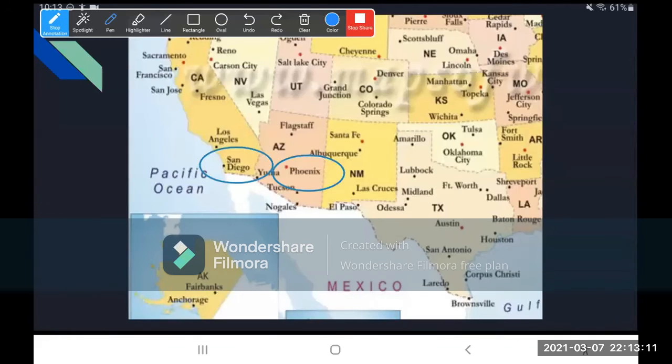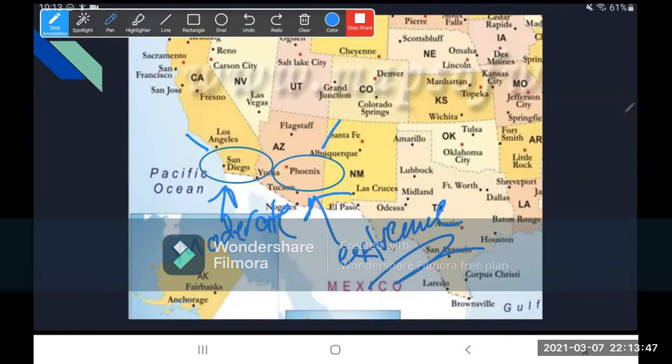So here we got two cities in the United States. We got Phoenix, Arizona, which is inland, further away from the ocean. Then we got San Diego, California, which is right next to the ocean. Okay, so we got coastal here and inland over here. Which one of these cities will have a more moderate climate? Well, San Diego is going to have a more moderate climate because it's next to the water. On the other hand, Phoenix will have a more extreme climate because it is more inland. It's further away from the water.